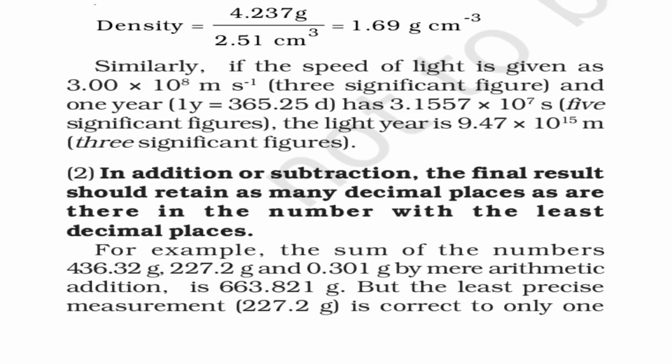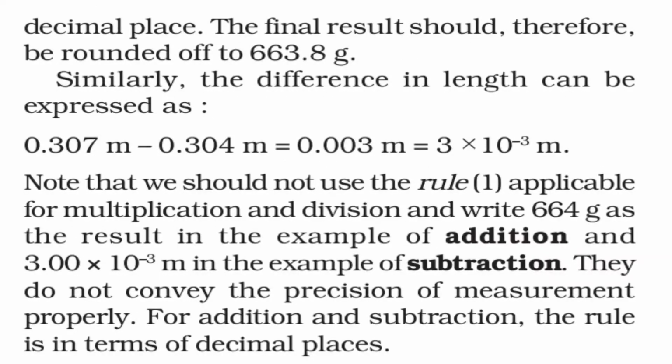In addition or subtraction, the final result should retain as many decimal places as are there in the number with the least decimal places. For example, the sum of the numbers 436.32 gram, 227.2 gram and 0.301 gram by mere arithmetic addition is 663.821 gram, but the least precise measurement, 227.2 gram, is correct to only one decimal place. The final result should therefore be rounded off to 663.8 gram.